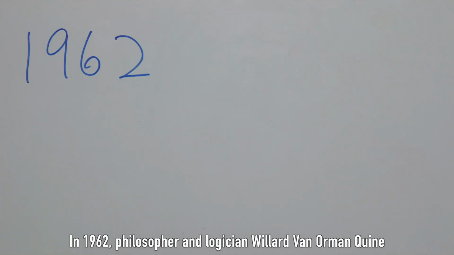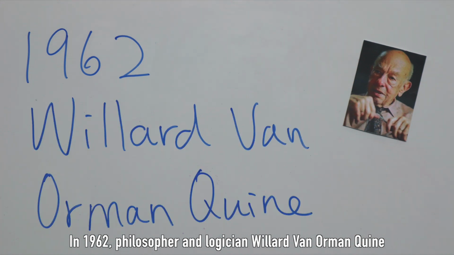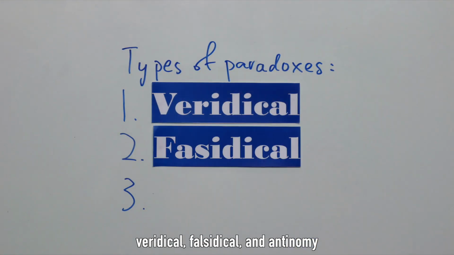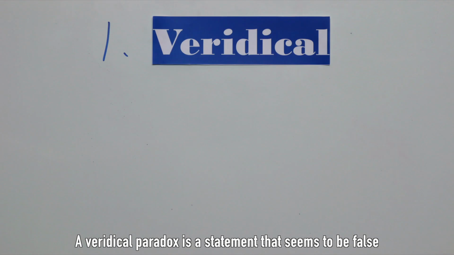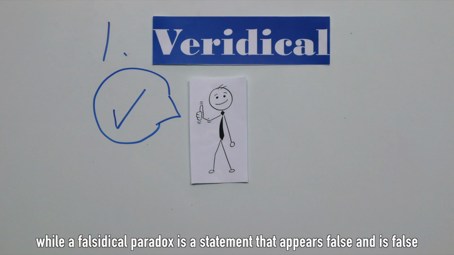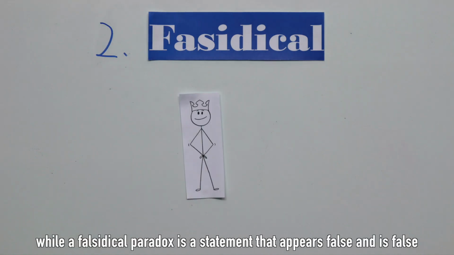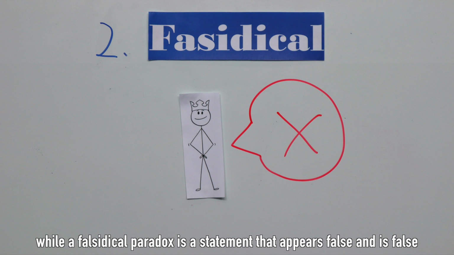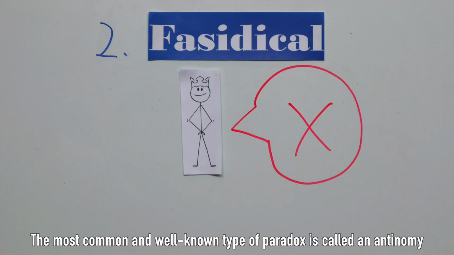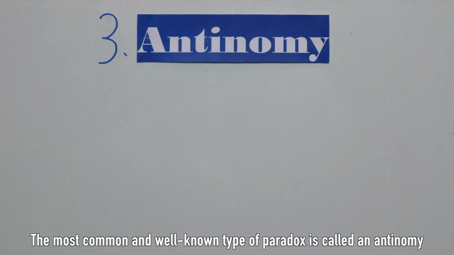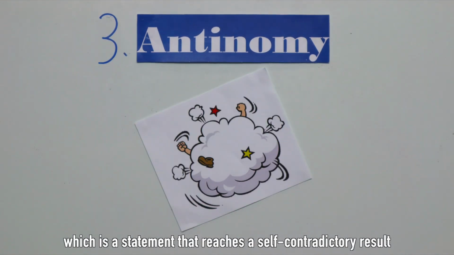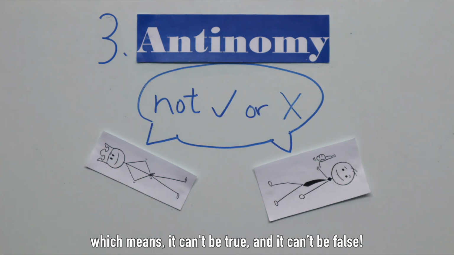In 1962, philosopher and logician Willard Van Orman Quine distinguished between three types of paradoxes: veridical, falsidical, and antinomy. A veridical paradox is a statement that seems to be false but is proven to be true, while a falsidical paradox is a statement that appears false and is false but is once proven to be true due to a fallacy in demonstration. The most common and well-known type of paradox is called an antinomy, which is a statement that reaches a self-contradictory result, which means it can't be true and it can't be false.